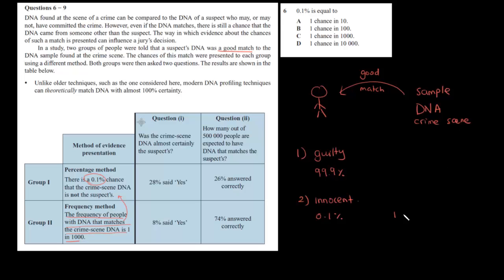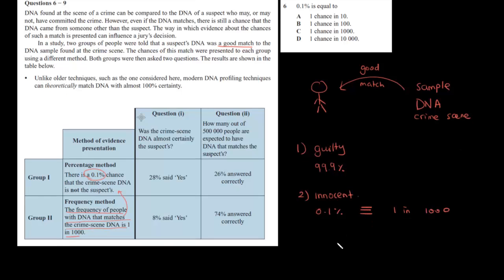So 1 in 1,000, 1 in every 1,000, you know? Pick that person, and this person will have his DNA closely matching with this. And that's the reason why there is 0.1% chance that this suspect is innocent, that this suspect's DNA isn't actually the same as the sample DNA found from the crime scene. So they are actually equivalent. So how are they equivalent?